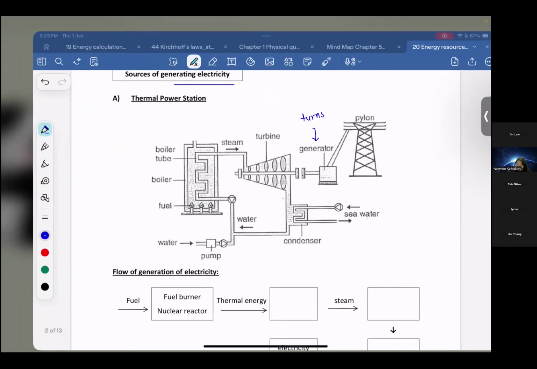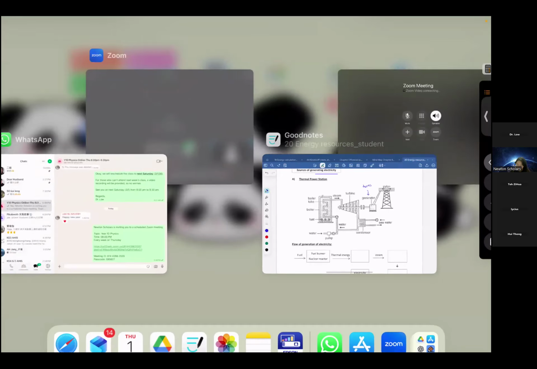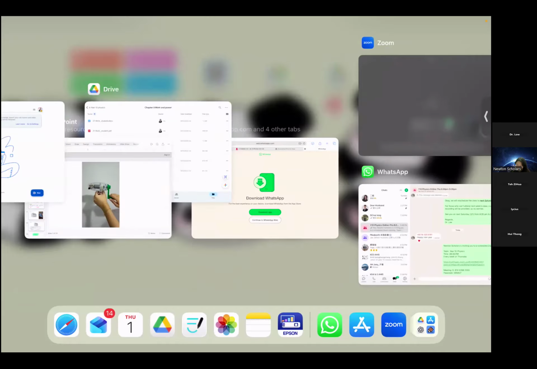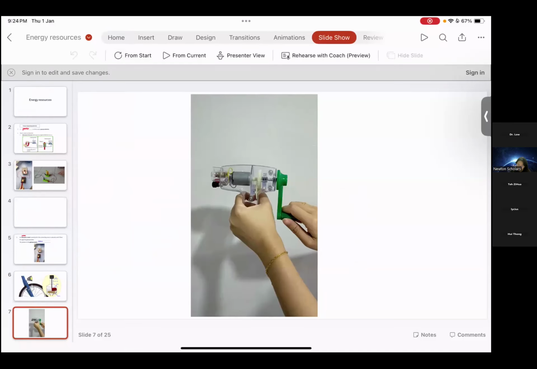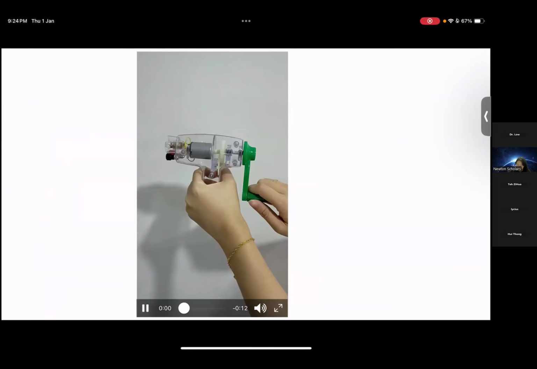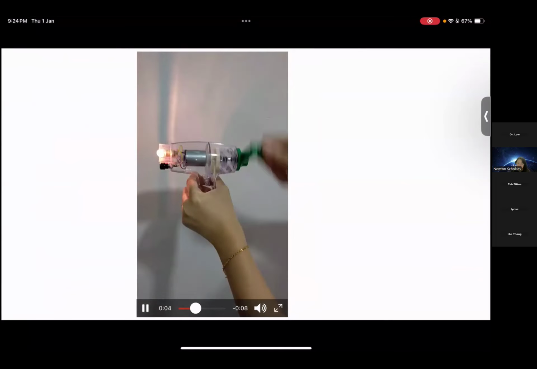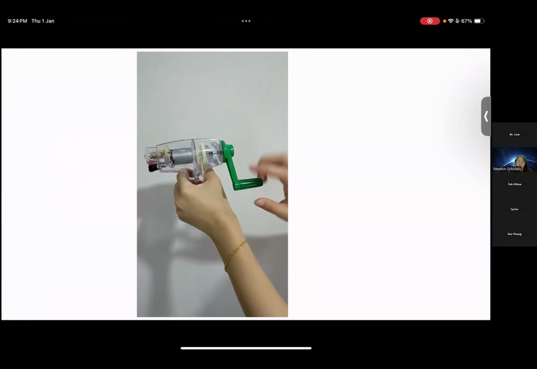Then after that, wait, where is my PowerPoint? Okay, here. Inside this one is a generator. The gray color is actually a simple generator. So if I turn it, I will generate electricity. So we need to think about how we turn the generator.